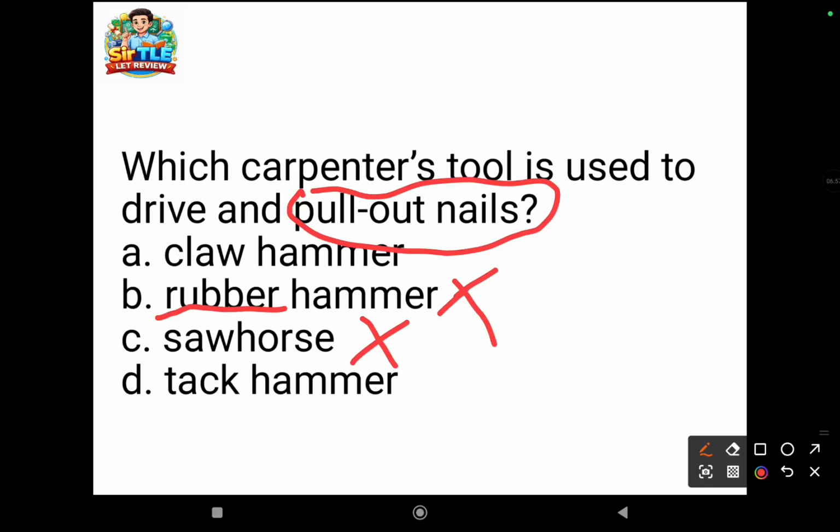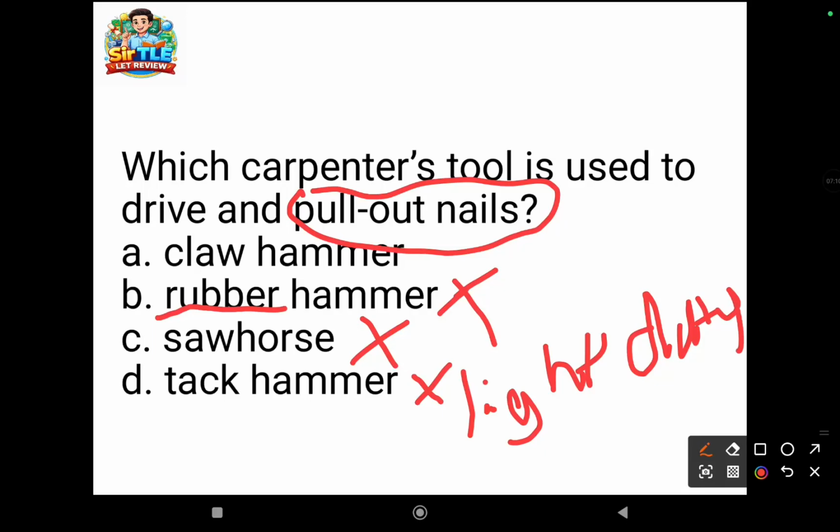Letter D, tack hammer. Tack hammer is not the answer. A tack hammer is a small hammer used for light duty tasks such as driving tacks or small brads. So it does not have a claw and therefore it cannot pull out a nail. So the answer for this question is letter A.